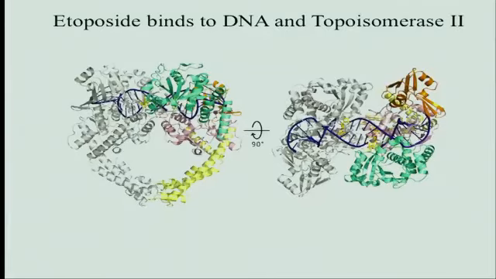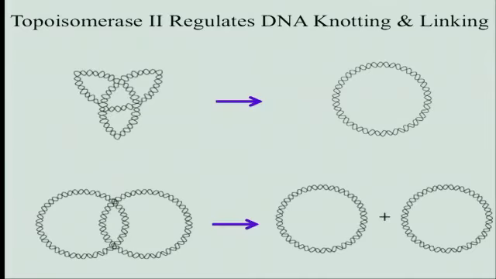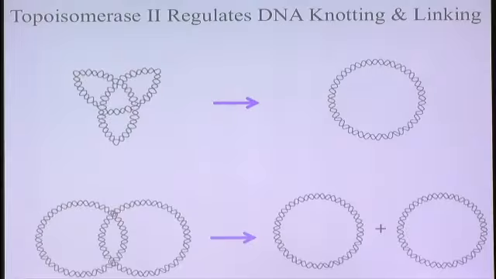And now the mystery protein is topoisomerase II. And so the question may be, what does topoisomerase II do? So it regulates DNA knotting and linking. And its dominant reaction, although it does others, is to take double-stranded DNA molecules that are either knotted or linked and unknot and unlink these molecules.